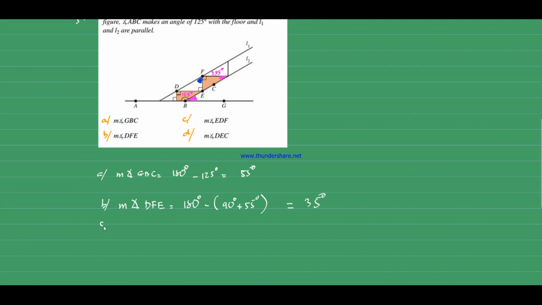Then we want to find part C, which is EDF. Oh, this is easy because we know that this is a triangle. So the measure of EDF will be 180 minus the sum of 90 plus 55. So this gives you 35, I'm sorry.